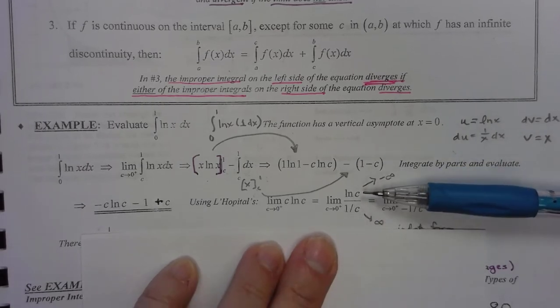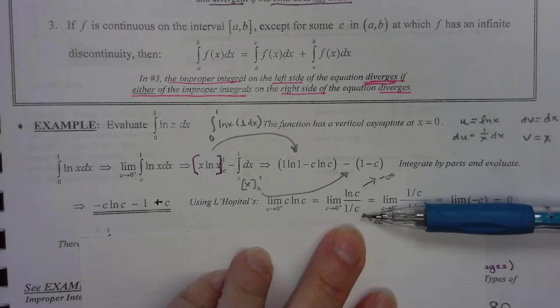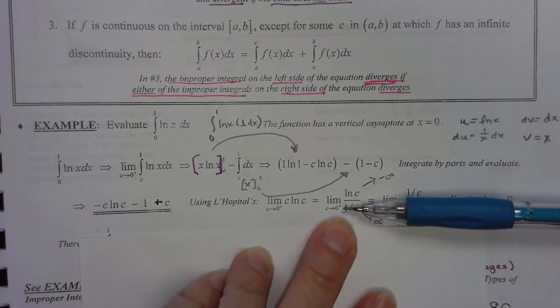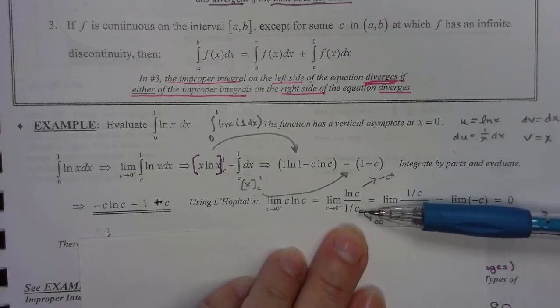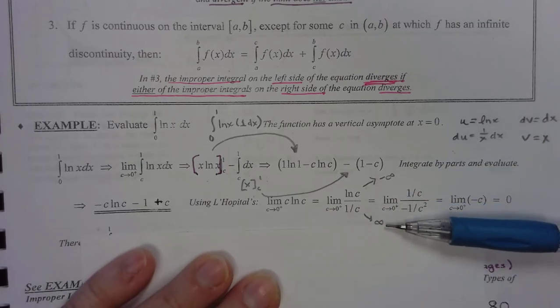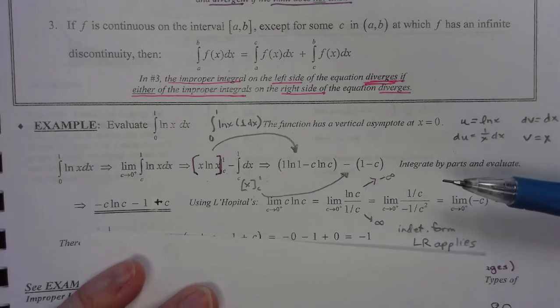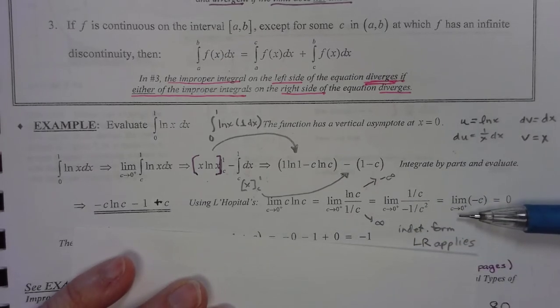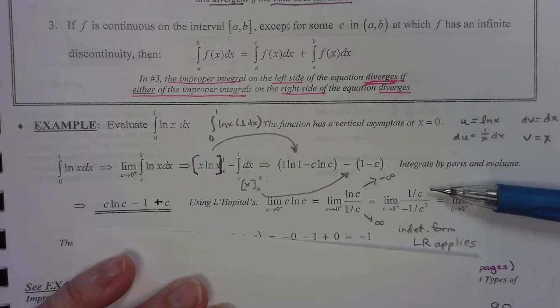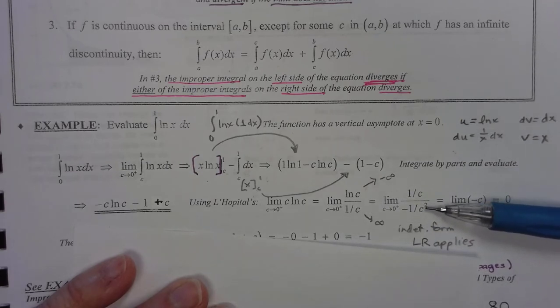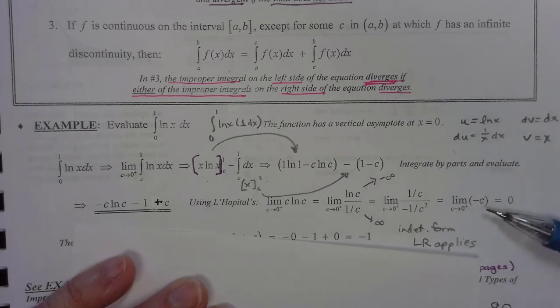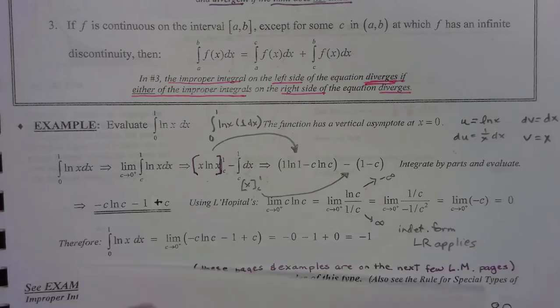Now, if I use L'Hopital's rule, let's just look at c times natural log of c. I could write this as natural log of c divided by 1 over c. And as we go to 0 from the right side, natural log of c goes to negative infinity, 1 over c goes to positive infinity. And so L'Hopital's rule applies because I have an indeterminate form. So taking the derivative, this becomes 1 over c, this becomes negative 1 over c squared. And this simplifies to the limit as c goes to 0 from the right of negative c, which is 0.